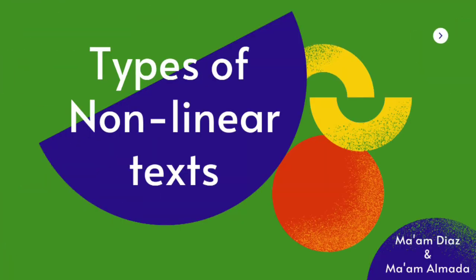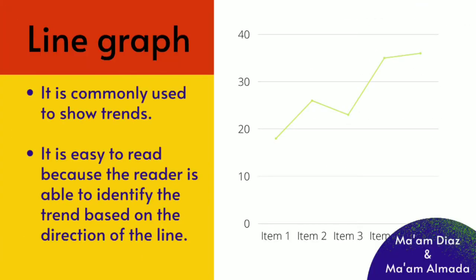Let us now proceed to the types of non-linear texts. The line graph. It is commonly used to show trends. It is easy to read because the reader is able to identify the trend based on the direction of the line. The picture on the right is an example of a line graph. The line graph consists of an x and y axis, and the information in the graph is presented by a line.